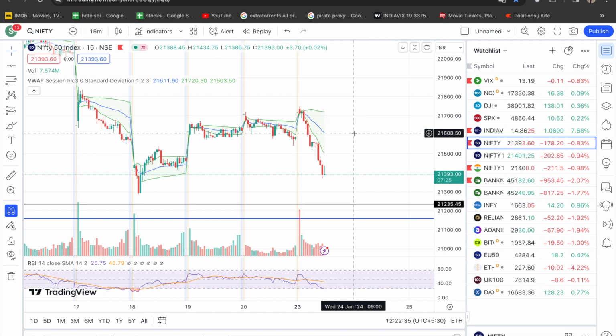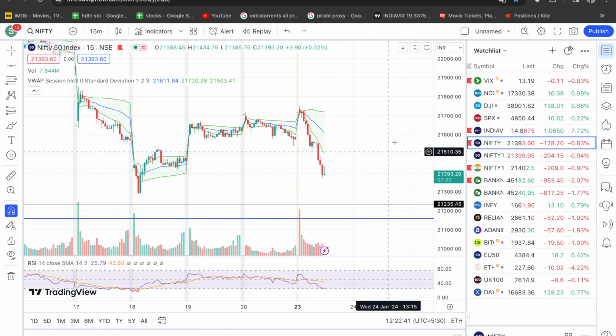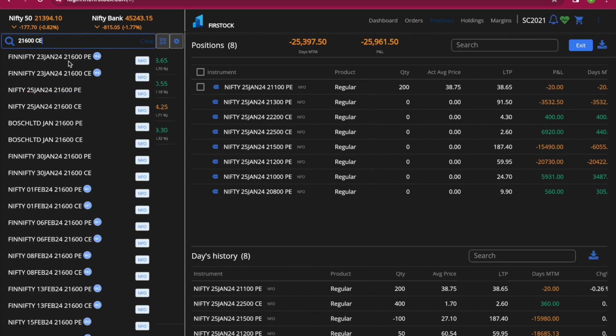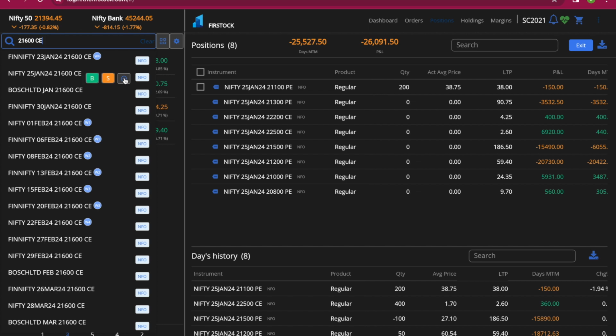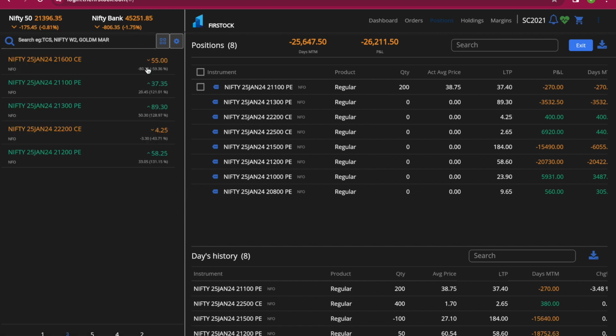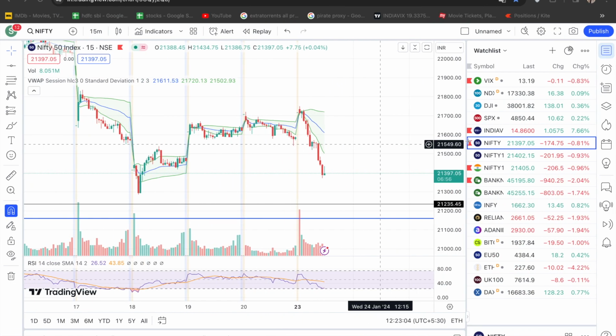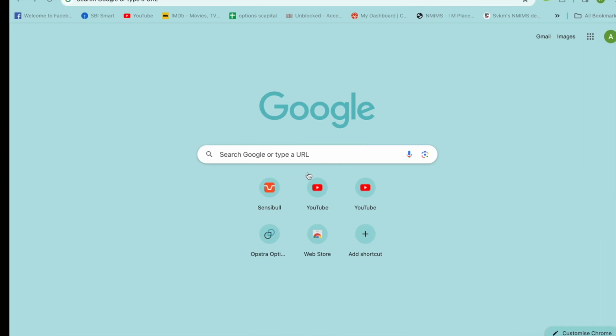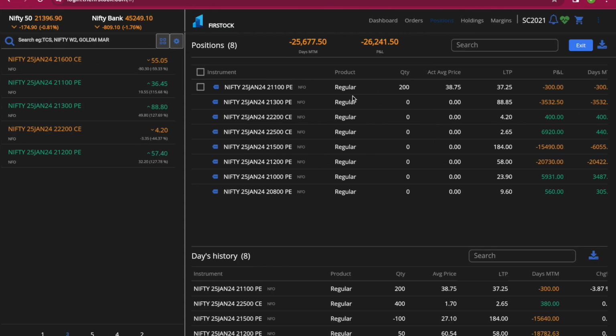If the market is moving upwards, then this 21,600 option will also give us very good return. If you go to the 21,600 option in CE and check this, it is 55. Now despite the market moving downward, this option is not moving as much as required. Although it should move, it is moving only at this support, so we'll just wait and watch, and whatever the update is, I'll update at EOD.